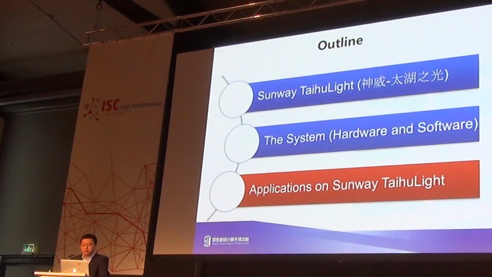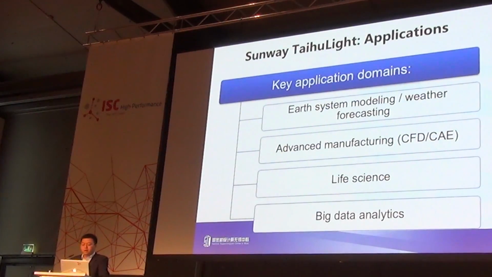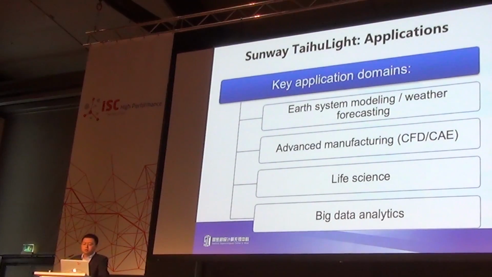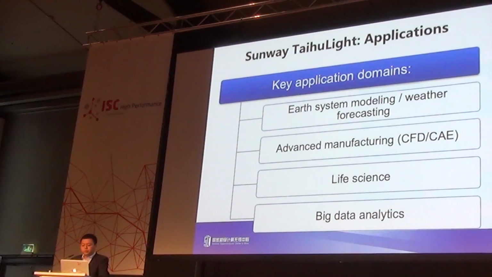Okay, so that's for the system. In the last part, I'd like to talk about the key applications we are currently running on this new system. So in our center, we have decided on the following 4 key application domains. The first one is the Earth system modeling and weather forecasting. The second one is the advanced manufacturing. As I mentioned earlier, we were trying to provide support for the upgrading of industries in the Jiangsu province. The third domain is life science, and the fourth one is the big data analytics.